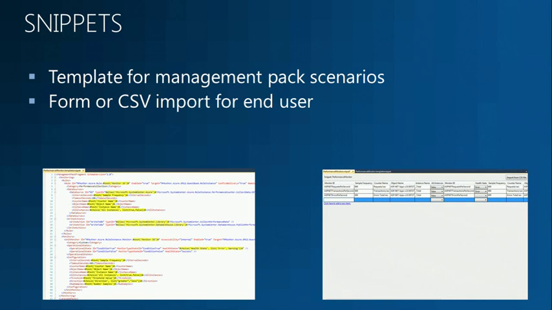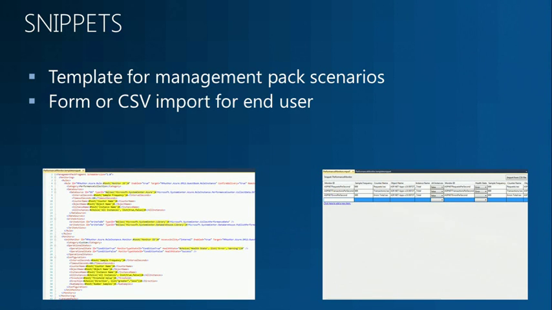You get a grid-based view. For every row in the grid, we'll take the values in that grid and replace them throughout the XML and create new instances of rule, monitor, whatever piece of XML that you need. We'll create a new instance of that XML from that grid.